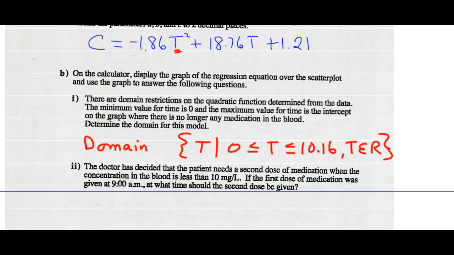The doctors decided that the patient needs a second dose of medicine when the concentration in the blood is less than 10 milligrams per liter. If the first dose of medication was given at 9 a.m., at what time should the second dose be given? All right, so if the concentration is less than 10, at what time does that occur? So concentration is 10, that goes in for C. Negative 1.86 t squared plus 18.16 t plus 1.21. So there's the equation we have to solve.